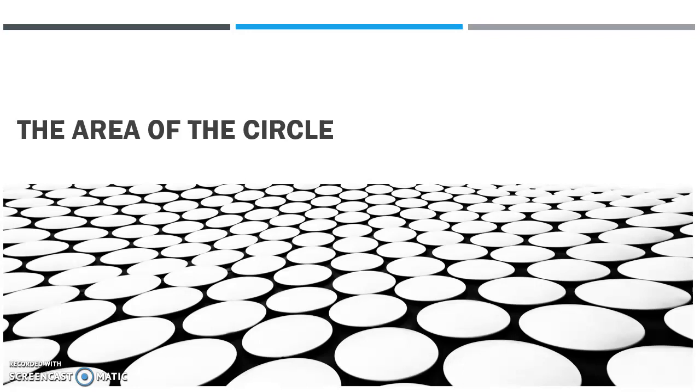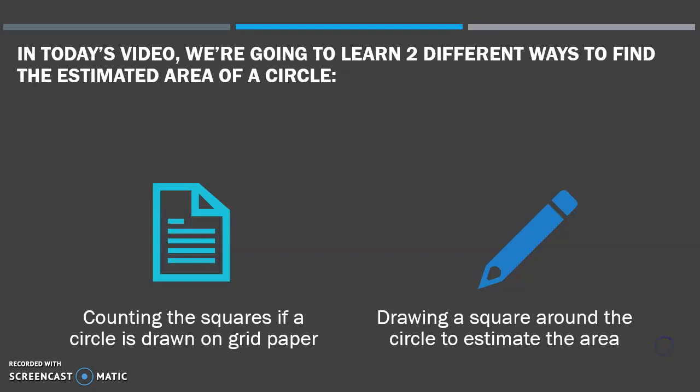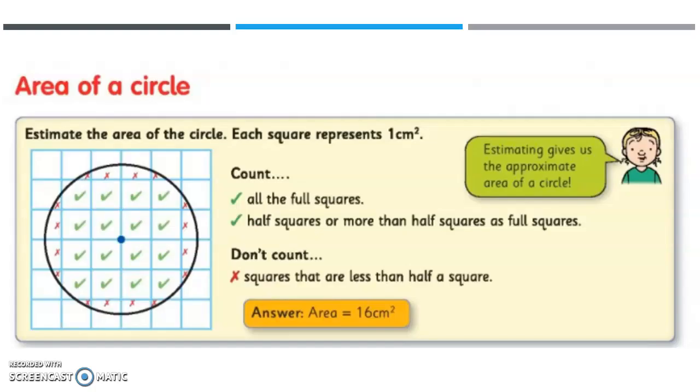Hi everyone! Today we're going to learn how to find the area of a circle. And we have two different ways to do that that we are going to go through. So the first way is by counting the squares if a circle is drawn on grid paper, which is like the squares in your copies. And the second way is if we draw a square around the circle, we can estimate the area of it that way.